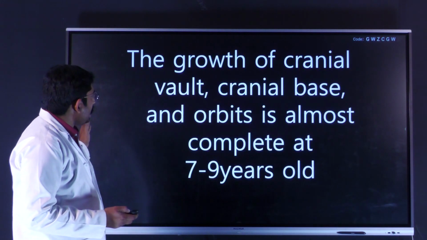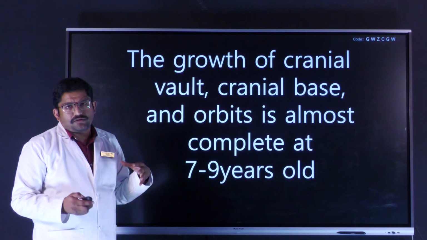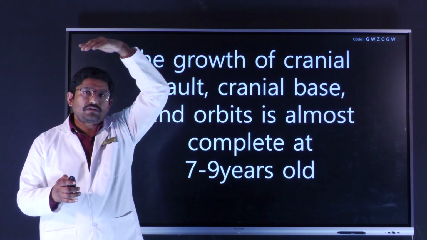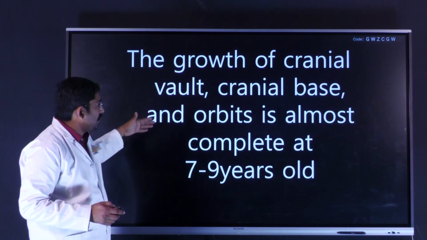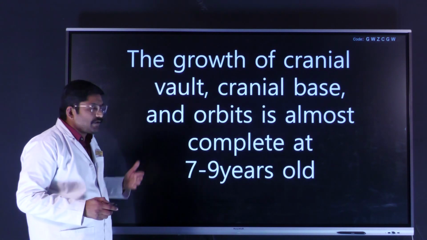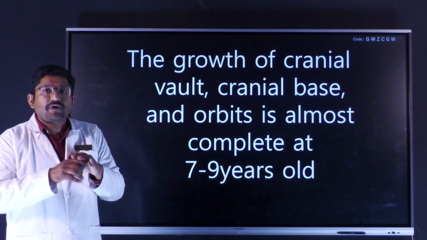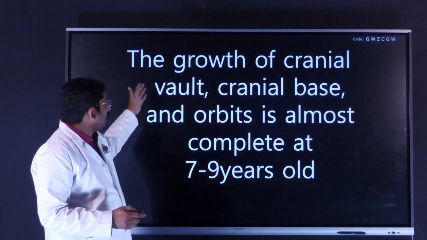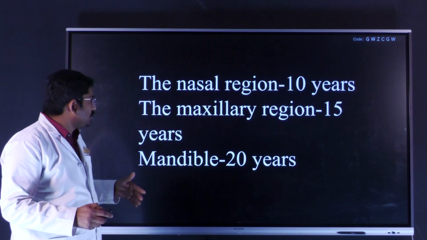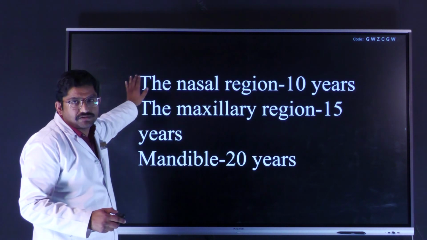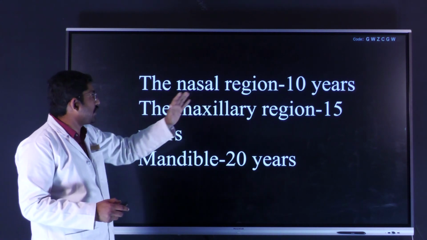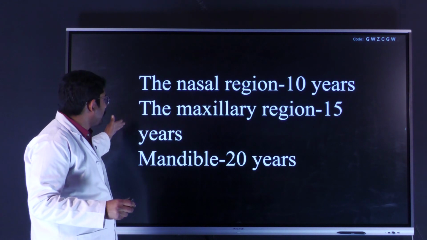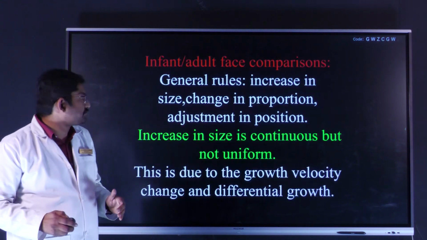Now, coming to the growth of the cranial vault. Vault is something on the roof. The cranial vault and the cranial base and the orbit are almost complete by 7 to 9 years of age, because the brain size is done by 7 to 9 years of age. The nasal region is completed by 10 years in size and shape. The maxillary region by 15 years, the mandible by 20 years.